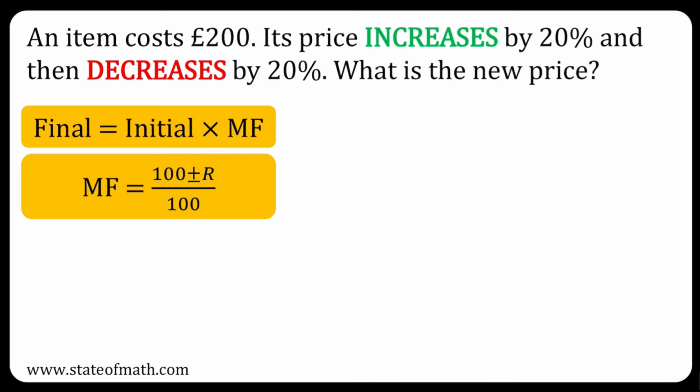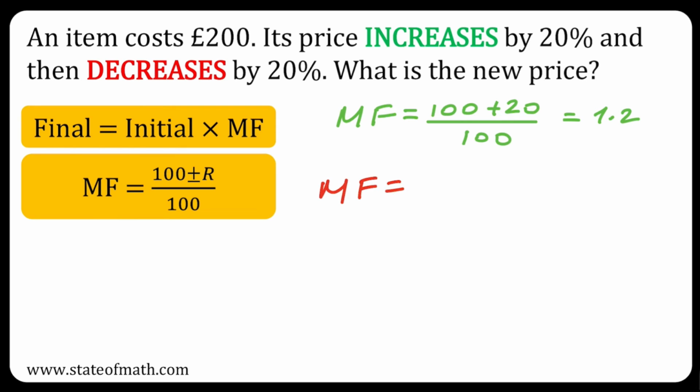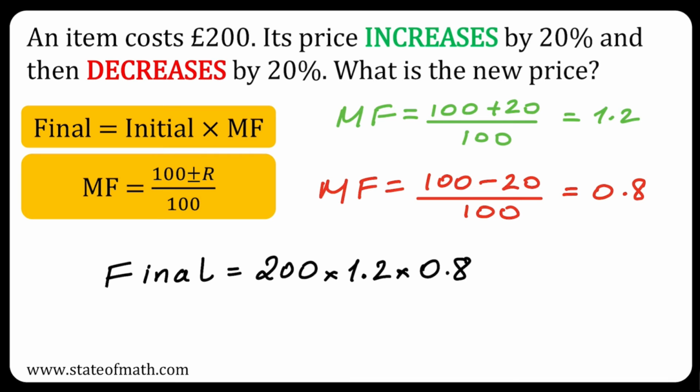In our case, the multiplying factor for the increase is (100 plus 20) over 100, and as a decimal, this is 1.2. The multiplying factor for the decrease is equal to (100 minus 20) over 100. As a decimal, this is 0.8. So, to find the final value, we multiply 200 by the two multiplying factors, and this will give us £192 as before.